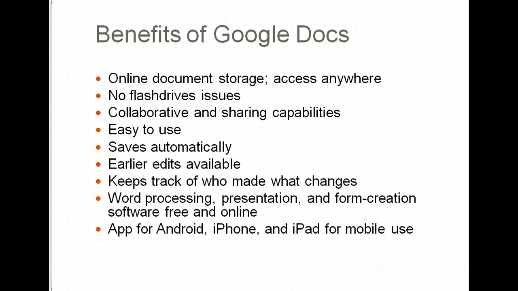Earlier edits are available, and so if you go to the Save feature, you can click it, and it will show you all of the different saves that it's made. So if you want to go back to an earlier form of the document, you can do that. Google Docs keeps track of who made what changes. So if you're in a collaborative situation where everybody is working on something all at once, Google Docs will actually keep track of who made what changes.